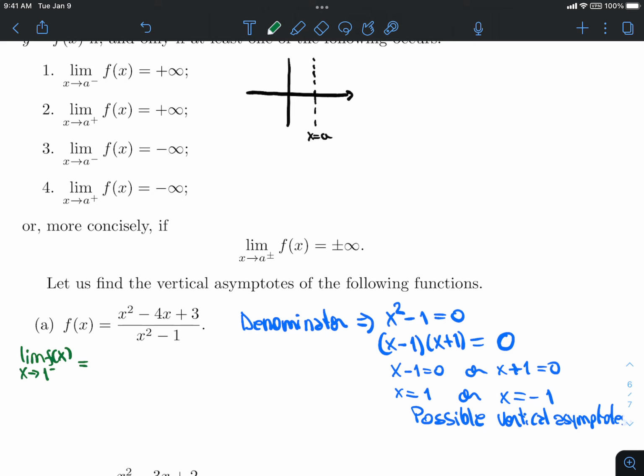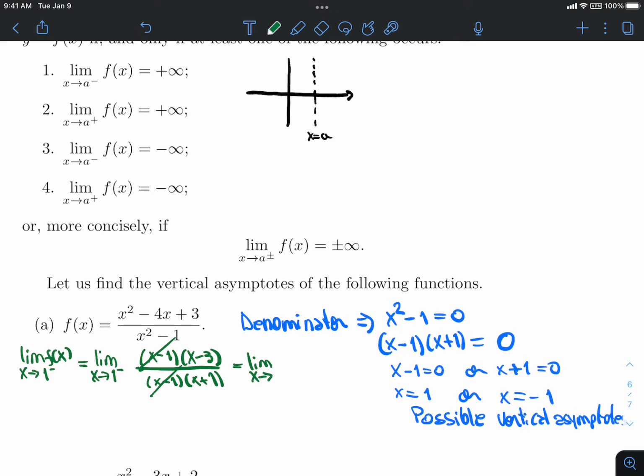This will be, and if I factor the top, I will get, so on the top I have 2 numbers that multiply to 3 and add to 4, so that will be x minus 1, x minus 3, I believe. Bottom, like I said, x minus 1, x plus 1. That allows me to cross these out.